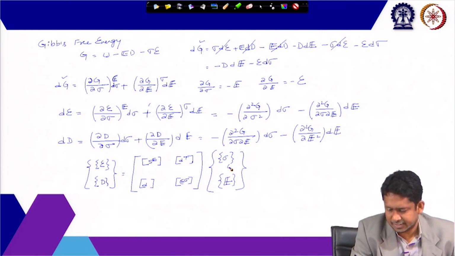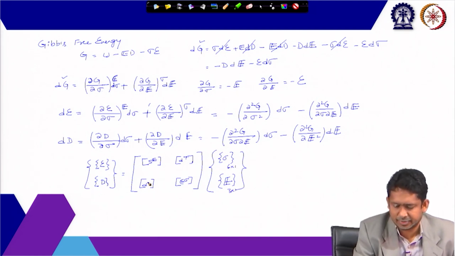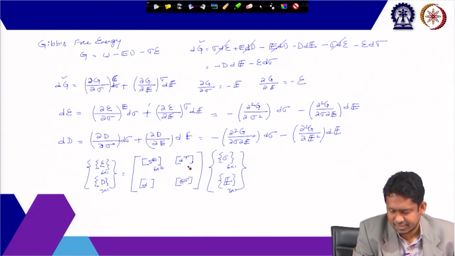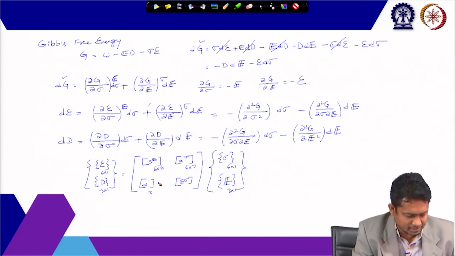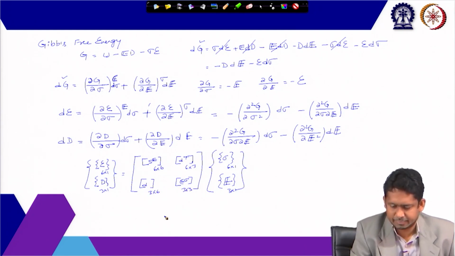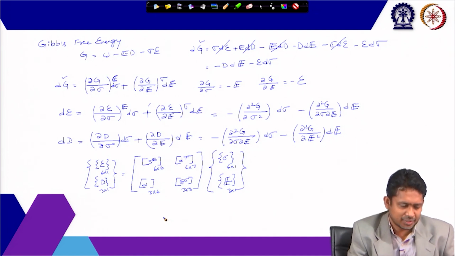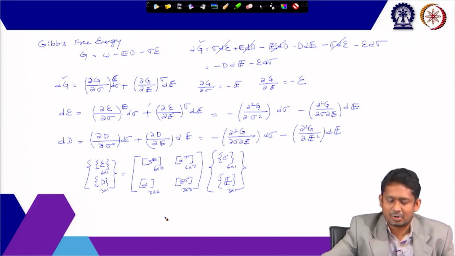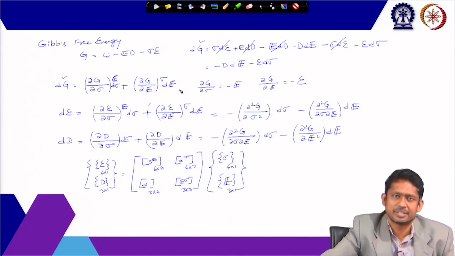So, here the state vectors are sigma and electric field. They are 6 by 1 and 3 by 1, and we get here strain and electrical displacement, which are also 6 by 1 and 3 by 1. So, these are 6 by 6 matrix, this is a 6 by 3 matrix, this is 3 by 6 and this is 3 by 3. With that we finished all the four forms of constitutive relations.